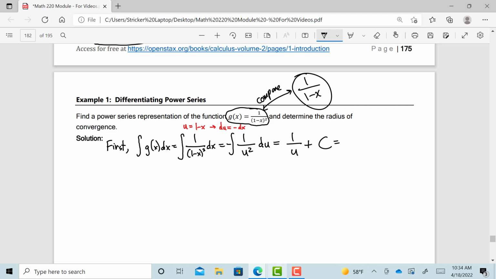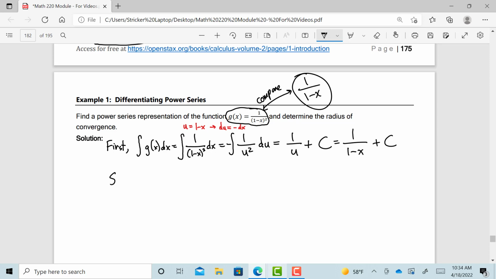And then we back substitute, because u was equal to 1 minus x. This is 1 over 1 minus x plus c. So voila, you take the integral, and we get to the form that we're used to. This is our power series, the geometric power series form.